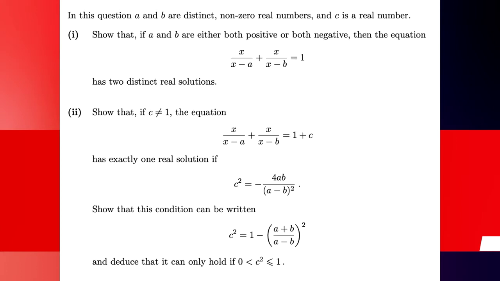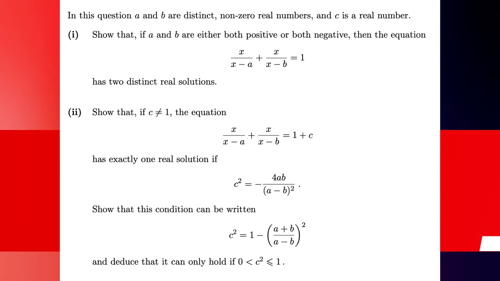In this question, A and B are distinct, so they're different numbers, non-zero real numbers, so no imaginary stuff going on, and C is a real number too. Okay, so no i's in this. So we've got to show that if A and B are either both positive or both negative, then the equation has two distinct real solutions. Probably the easiest approach is to solve the equation to get x, and I'm hoping that we're going to find it's going to be something that can only have two distinct solutions.